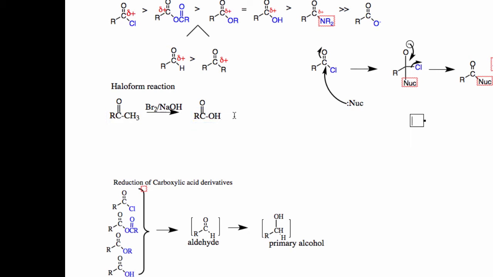And you wonder, what's going on here? Where did everything go? Where did the extra carbon go? How did a ketone do a substitution and oxidation to get to the carboxylic acid state? The haloform reaction is used as a functional group test specifically for methyl ketones.